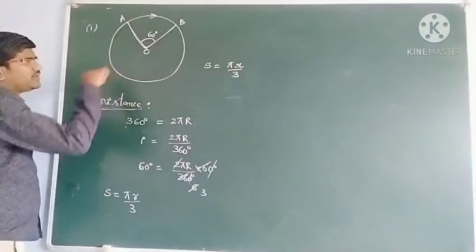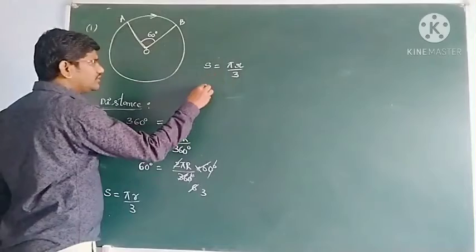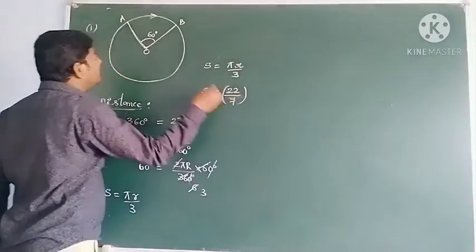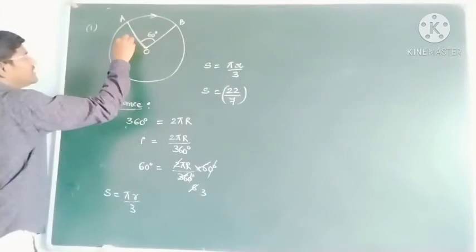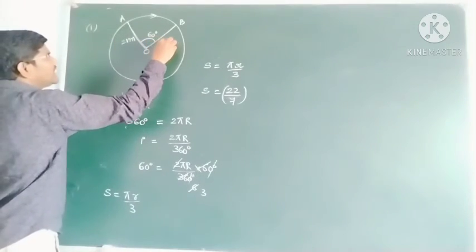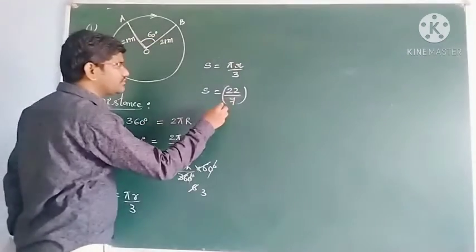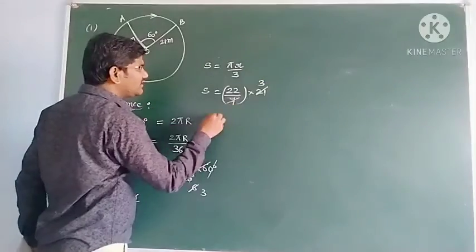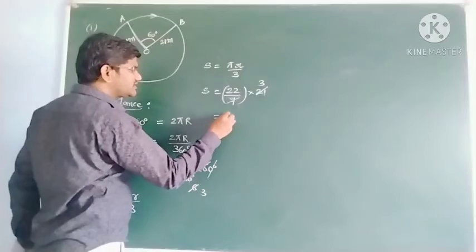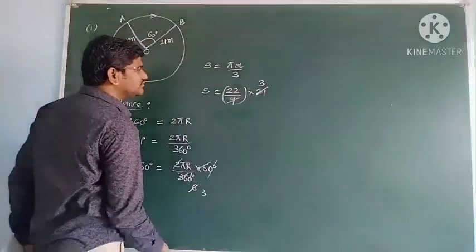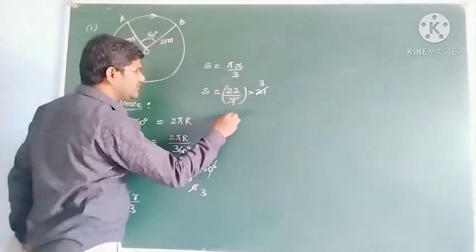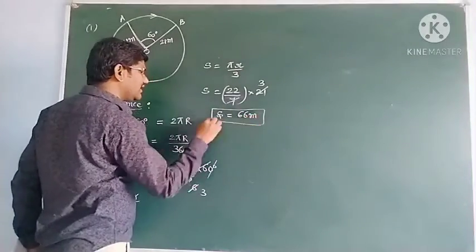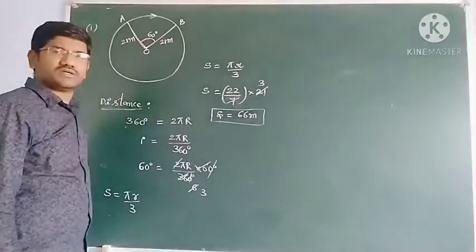They will give you the value of r. Here we take the pi value as 22/7, and the radius given is 21 meters. Write 21, then 7 threes are 21, so 22 into 3 you will get 66 meters. So distance is equal to 66 meters.